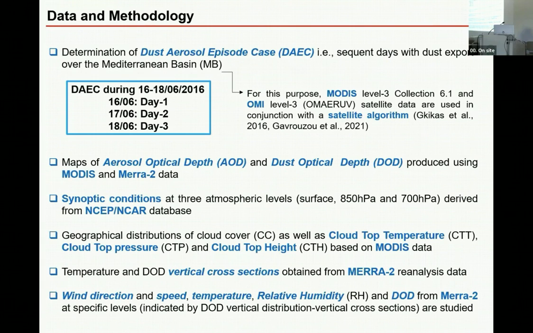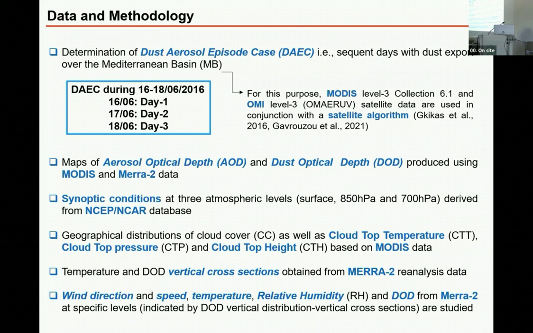Here we summarize the methodology applied. As the first step, we determined the dust aerosol episode case examined here, which is defined as sequent days with dust export over the Mediterranean basin. The determination was done using a satellite algorithm based on aerosol optical properties, fully described in Gkikas et al. 2016 and Gavrouzou et al.